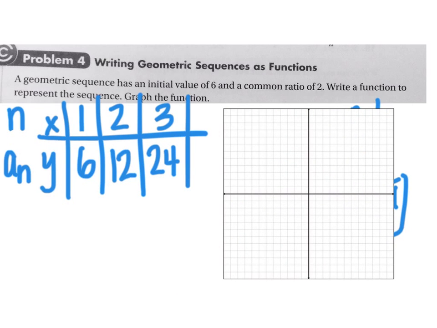And I'll graph this: 1, 6, it's going to be close to there, 2, 12, close to there, 3, 24 would be way up here. And if I went back to 0, that would be 3. So it's looking kind of like a curve. Kind of like exponential growth. You remember that? Yeah. So geometric sequences graph curves just like exponential growth and decay. That's what you need to see from that.